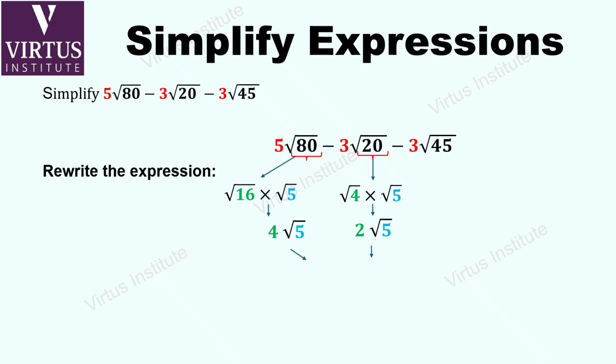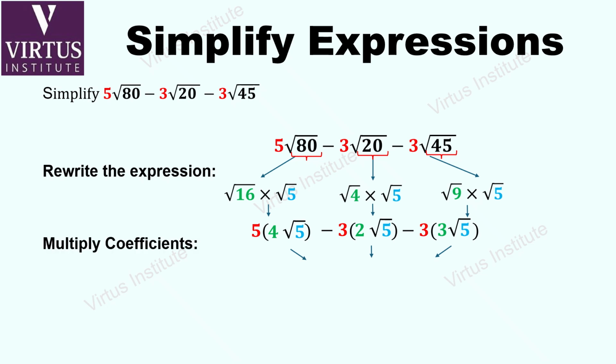Finally, consider the square root of 45. Since root 45 is root 9 times root 5 and 9 is a square number, the square root of 45 simplifies to 3 root 5. Now substitute these simplified expressions back into the original expression.